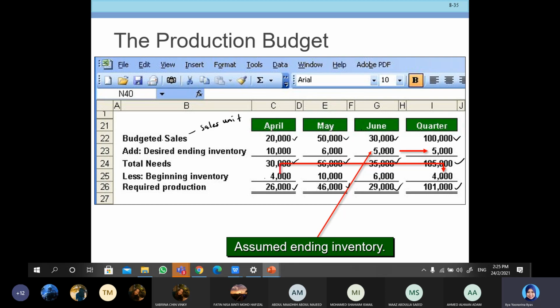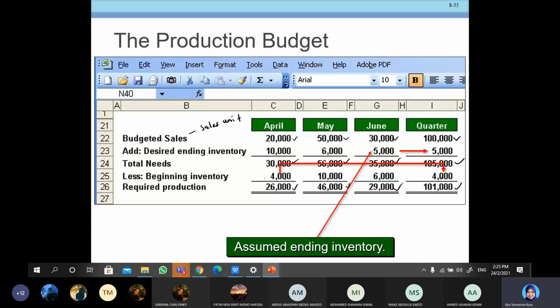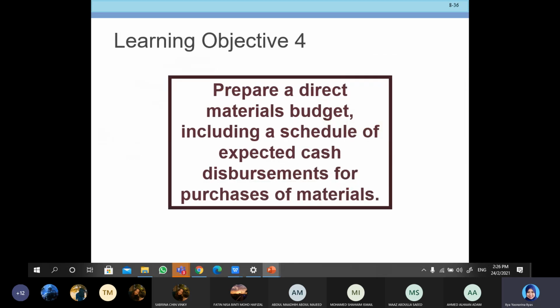Okay, now we continue. Do you understand the production budget? Once you understand the production budget, it's actually very easy to understand direct material. Do you understand the production budget? It's very clear, right? This slide. Do you understand? For production budget, sales budget, add ending inventory, then less beginning. All right, very good. So now we continue to direct material.